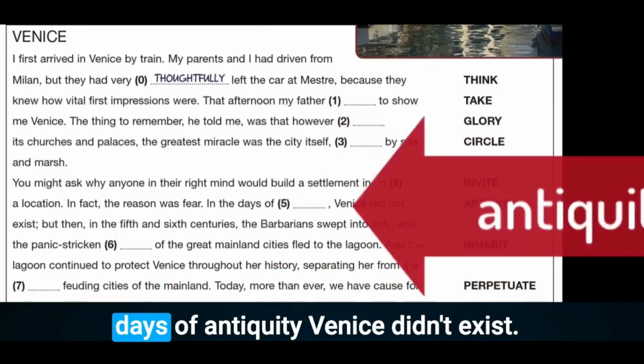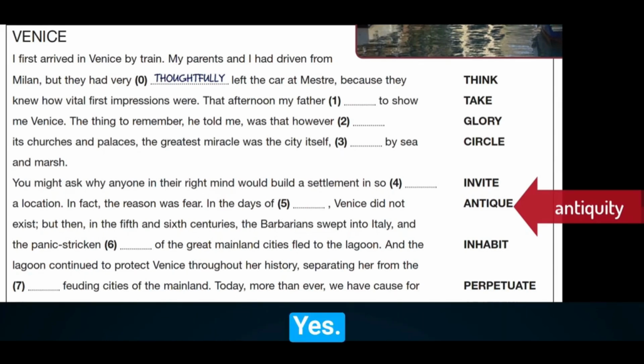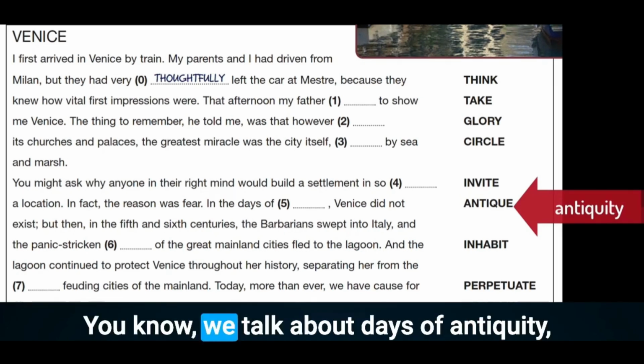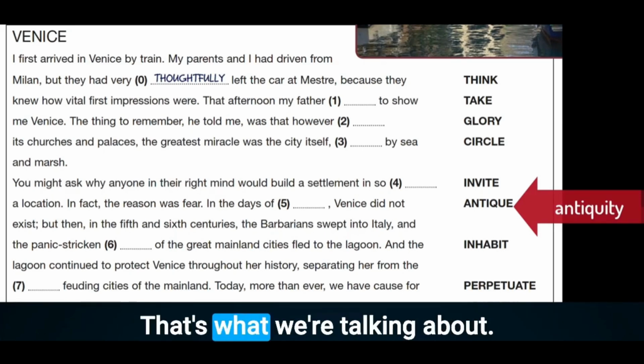In the days of antiquity, Venice didn't exist. Yes. The days of antiquity is a collocation as well. You know, we talk about days of antiquity. Days of antiquity, Roman times, Greek times, that's what we're talking about.